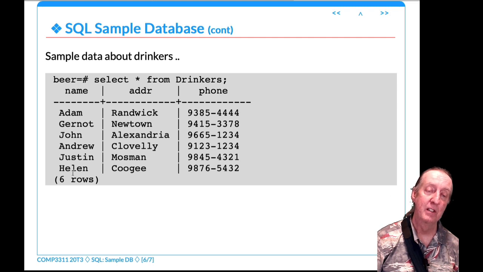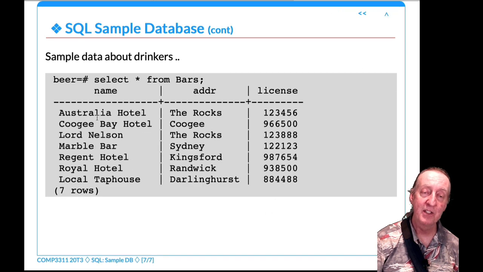So here just 6 drinkers living in various places and having various phone numbers. I hope I haven't got any duplicates there. So this is all very contrived, this data. Similarly, the bars is a very small subset of the bars in Sydney. I hope none of these have gone broke since I made the database. I don't think they have, although the local tapas might have changed its name.